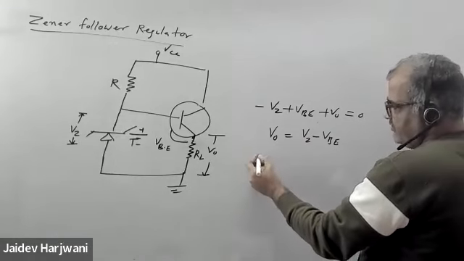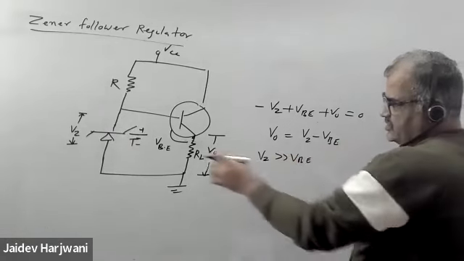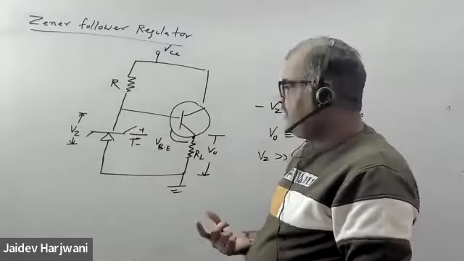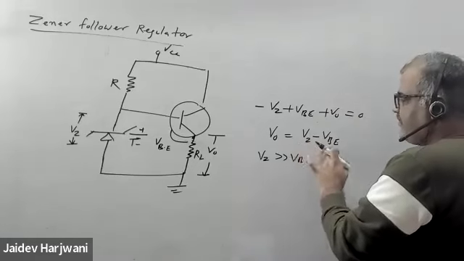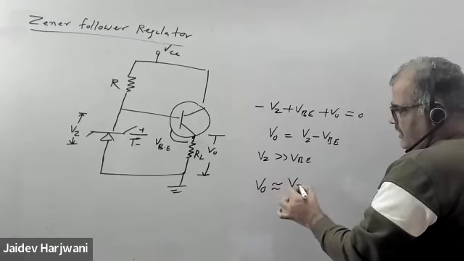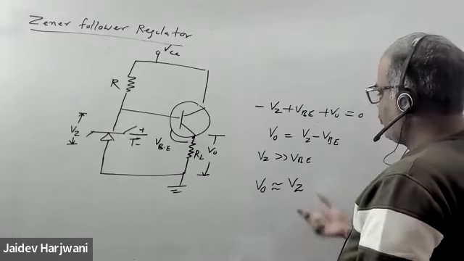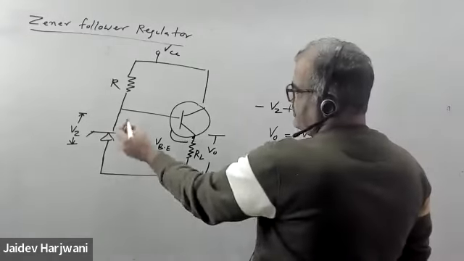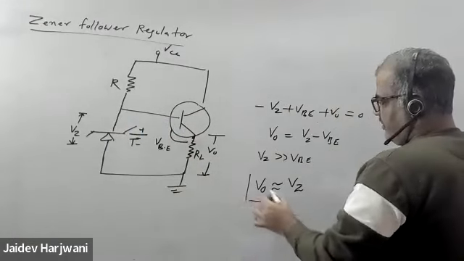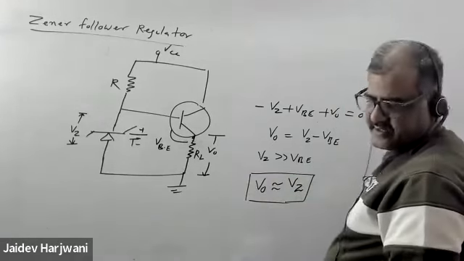And if VZ is greater than VBE, suppose this is 0.7 and you are taking a Zener diode which has 6 volts or 10 volts, in that case this VBE is negligible compared to VZ. So you can simply say V naught will be equal to VZ. Whatever the Zener terminal voltage, the output will be that voltage in this loop, because in this loop VBE is negligible. So this is your voltage follower regulator circuit.